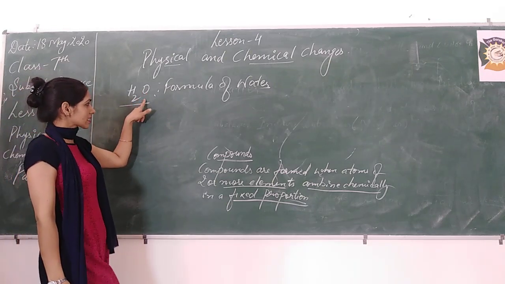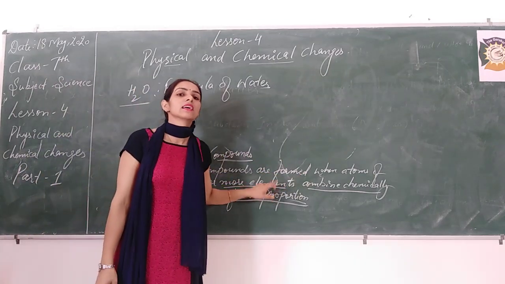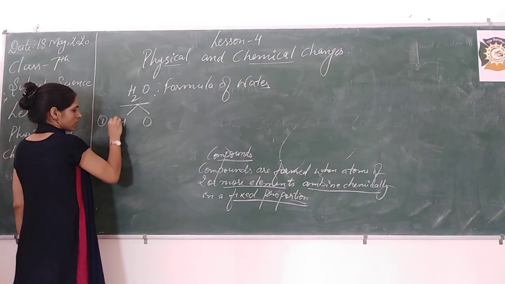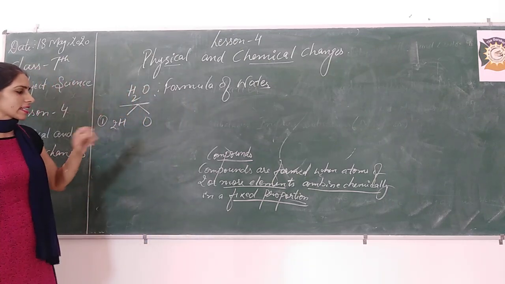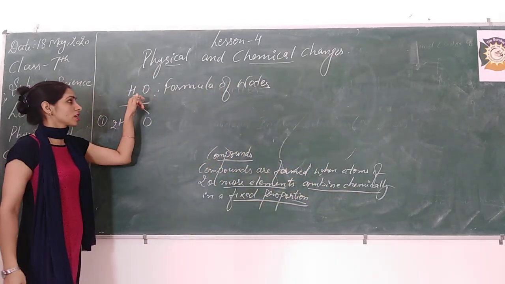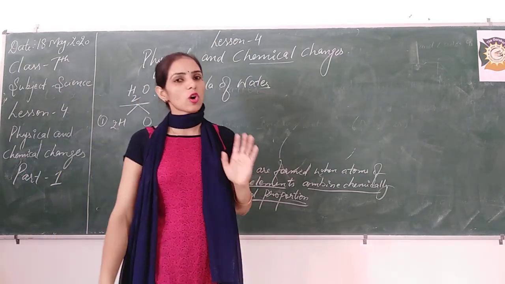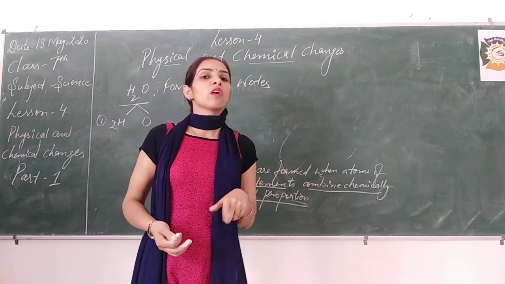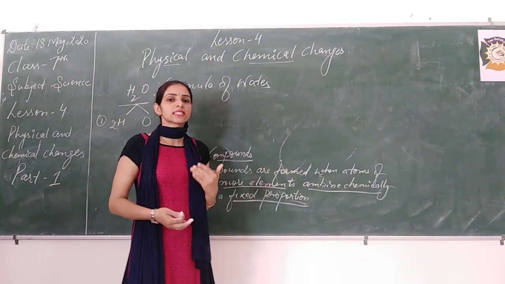That means this compound H2O, is it formed by two or more elements? Yes, because it is a combination of hydrogen and oxygen: two atoms of hydrogen and one atom of oxygen. Okay, so let's take the next, combine chemically. Hydrogen and oxygen, as you know very well, exist as gases. But water, which is formed by hydrogen and oxygen, is in the liquid state.